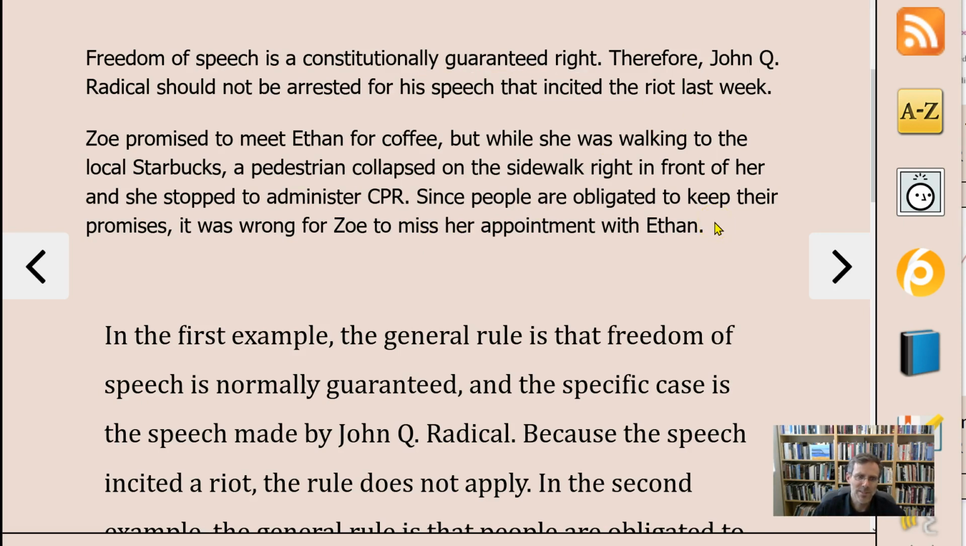So the general rule is being used in a way that anyone who understands what the rule actually is will understand that the rule doesn't apply.